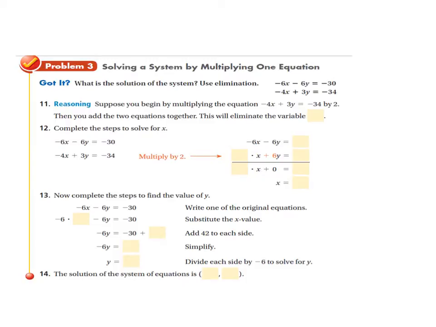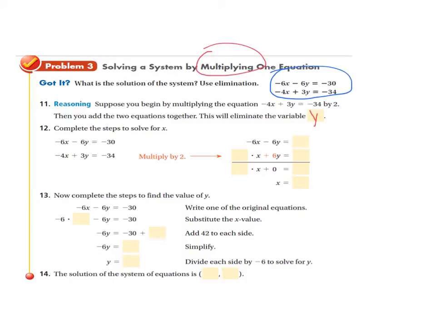Alright, now we're going to solve a system. But instead of just being able to add or subtract the two equations together, we are first going to have to multiply one equation by something before we can add or subtract. So here is our system, and we're going to begin by multiplying the second equation by 2. When you add those two equations together, this will eliminate the variable y.